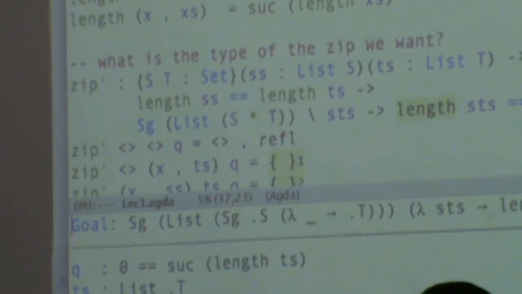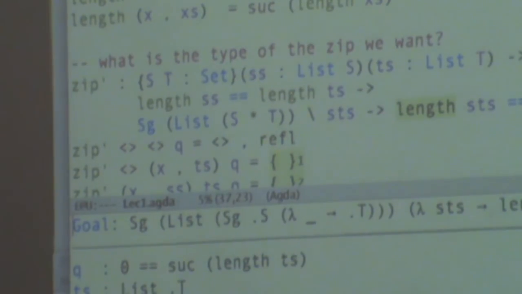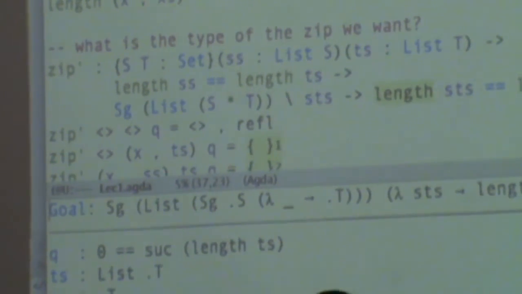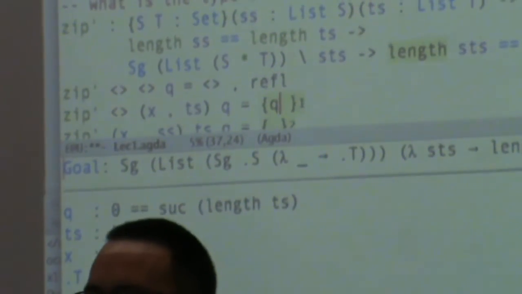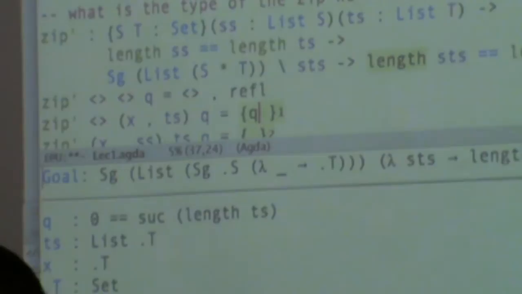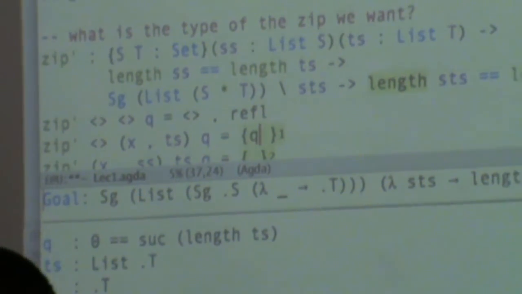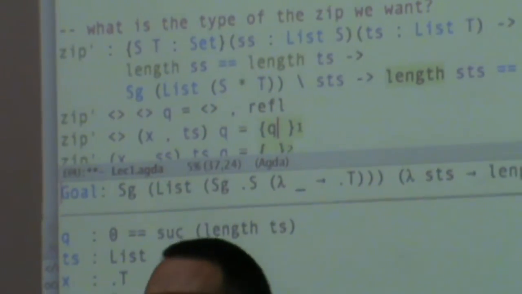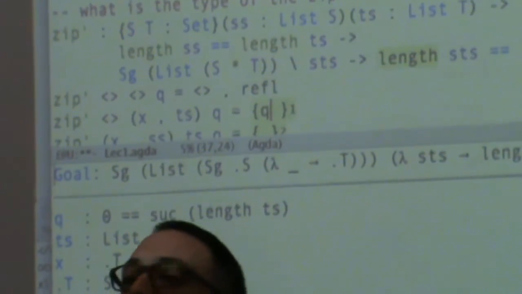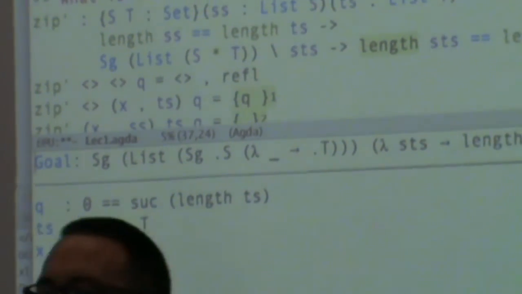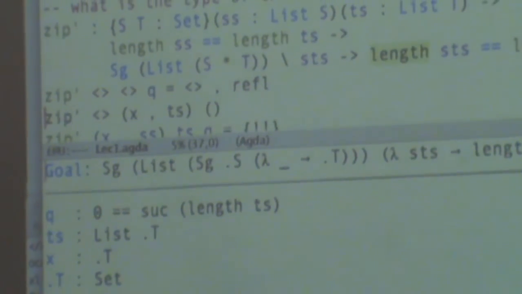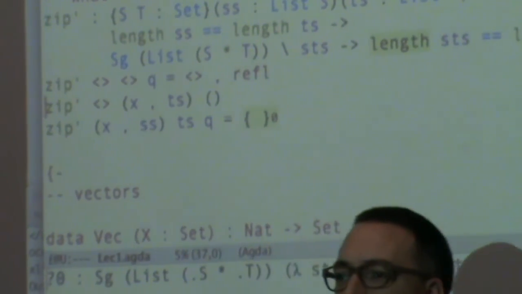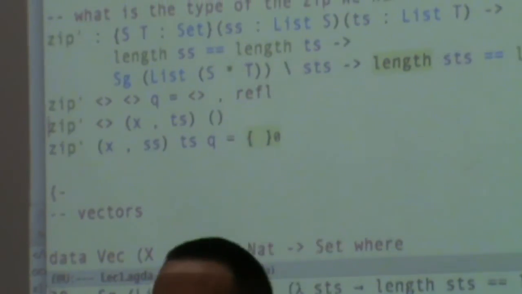So I get to do one of the best things in dependently typed programming. I get to say, well, there's Q, and how could it possibly have been constructed? That's to say, Control C, Control C. That's what that means. How could this possibly have been constructed? And the answer is, it could not.